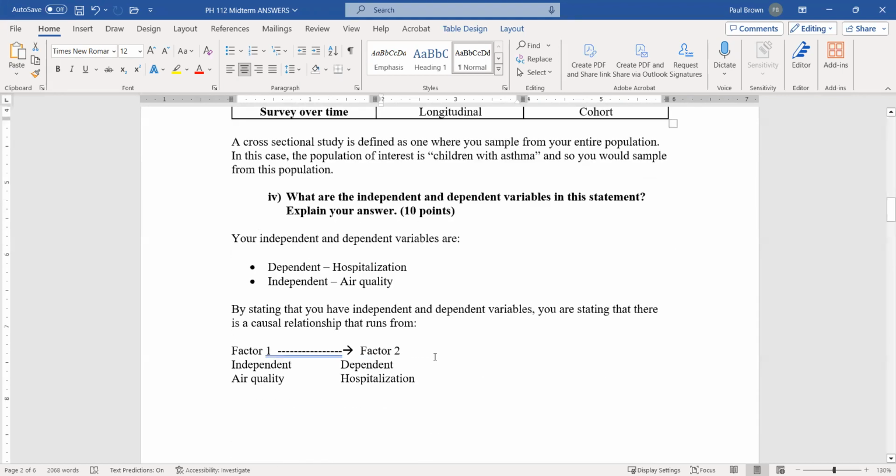What's the dependent variable in the statement? Hospitalization is your dependent variable, and air quality is your independent variable. Right? Any questions about that?